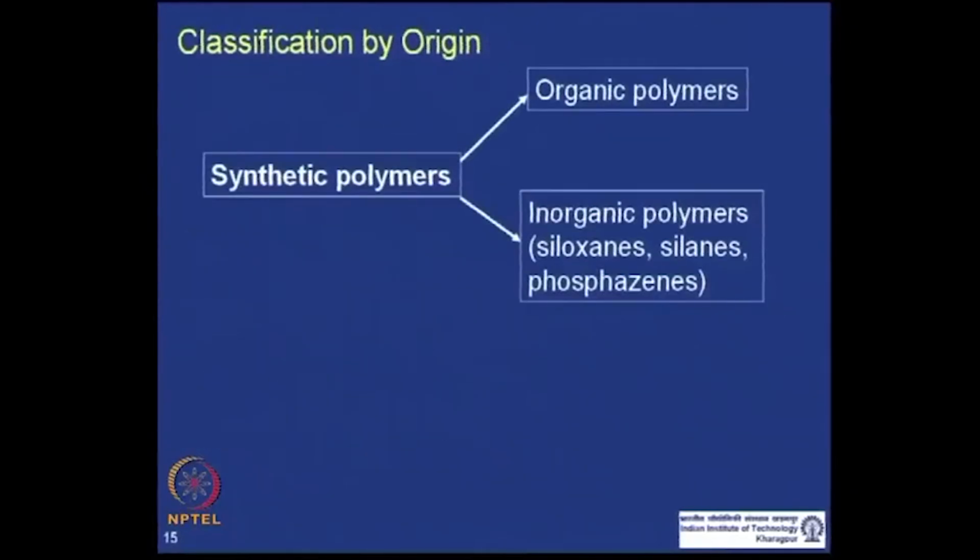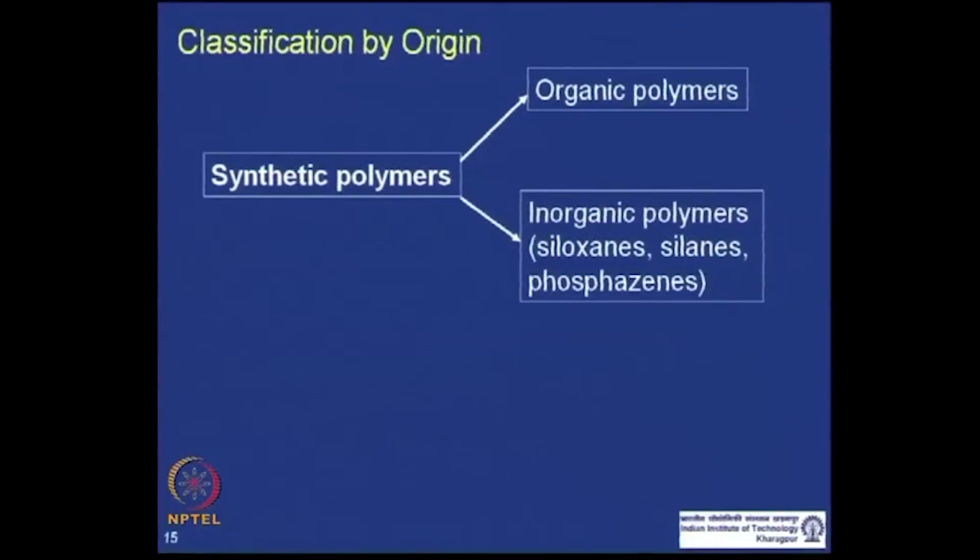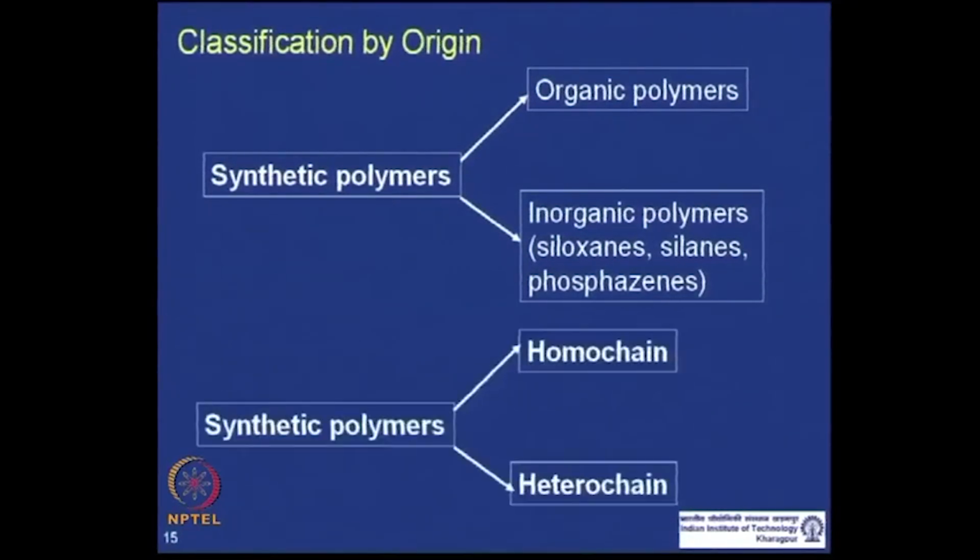Synthetic polymers can be classified as organic polymers, the polymers which are made from carbon, nitrogen, oxygen, and hydrogen, and as inorganic polymers, where besides these elements carbon, hydrogen, nitrogen, oxygen, you have silicon, phosphorus, boron, sulfur, such elements in the polymer molecules. For example, siloxanes, silanes, silicones, phosphazenes, these are examples of inorganic polymers.